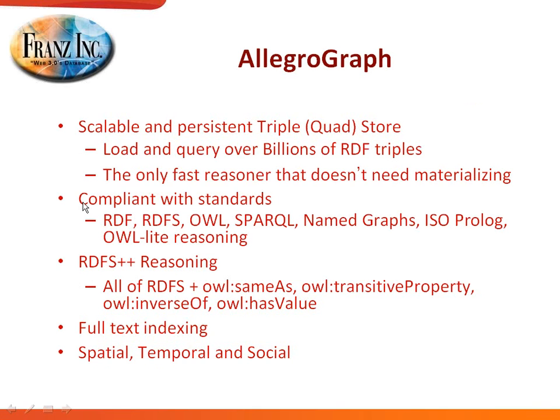Then we are compliant with all the standards: RDF, RDFS, OWL, Sparkle, named graphs, ISO Prolog. And then we have a reasoner, an RDFS++ reasoner, so we don't do full OWL, but we do everything in RDFS, and then some of these OWL predicates, so same as, transitive property, inverse of, and has value. We do full text indexing, and we won't talk about it today, but we also have libraries for spatial, temporal, and social networking.